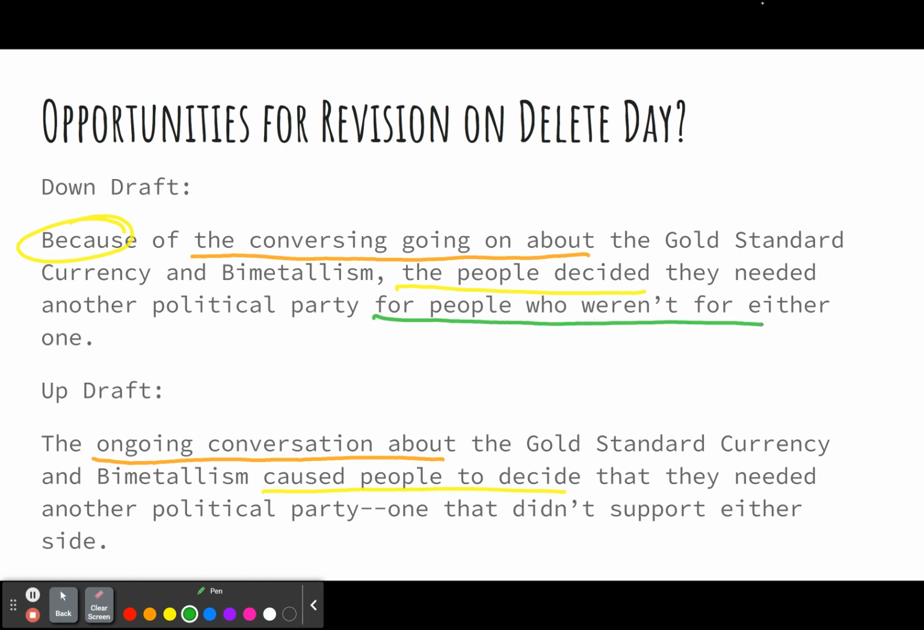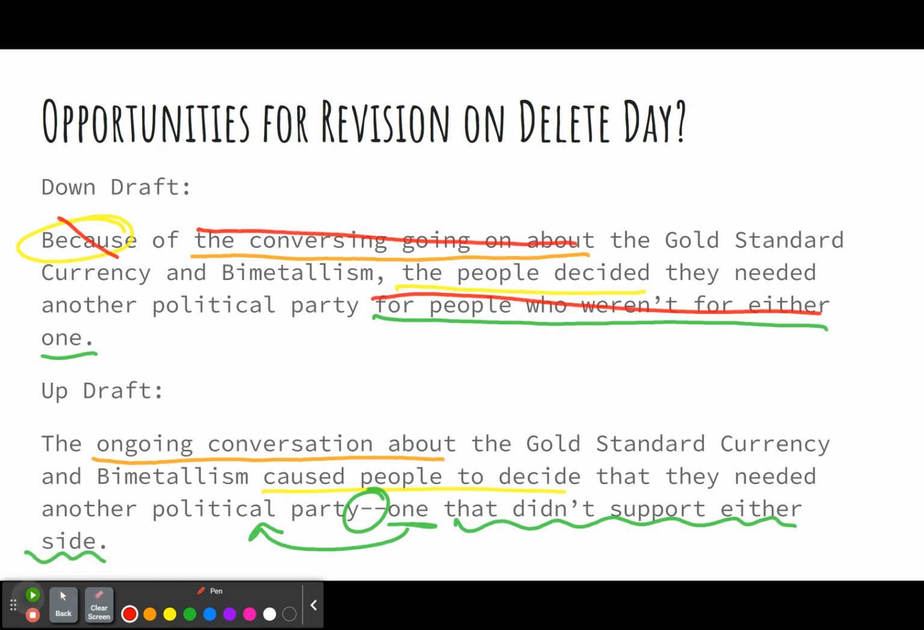And then this part, "for the people who weren't for either one," just sounds a little wonky. So look, you've got this upgrade, dash, yay, fancy punctuation. And then you move that word "one" to the beginning to talk about, like, we're actually talking about the political party here, right? They're looking for one political party that didn't support either side. That's way better than "people who weren't for either one." So you can see those red places. Those are things that got deleted and then reworked to revise a sentence on delete day.